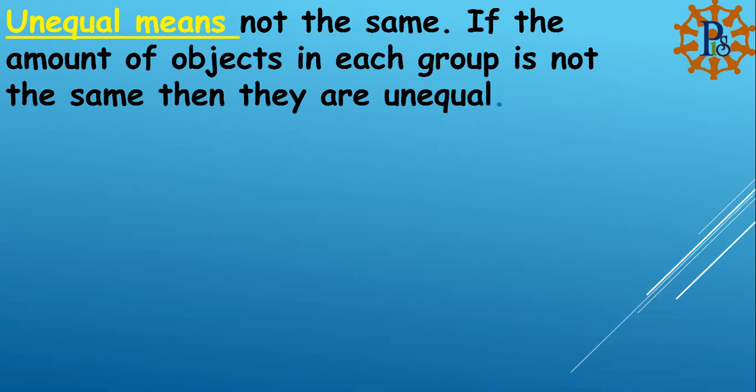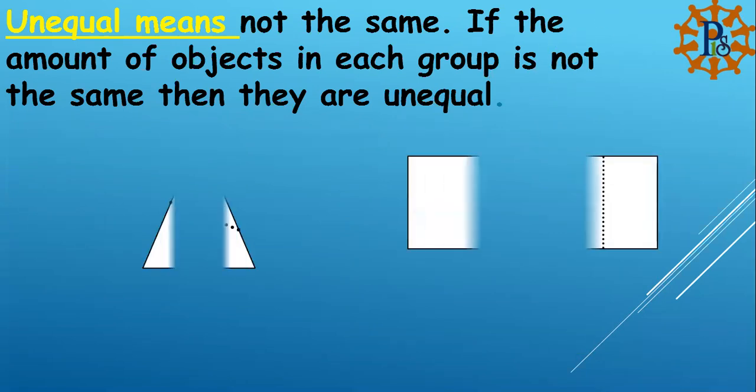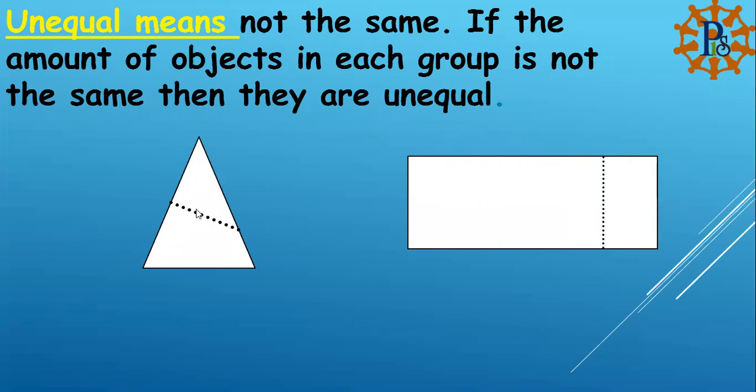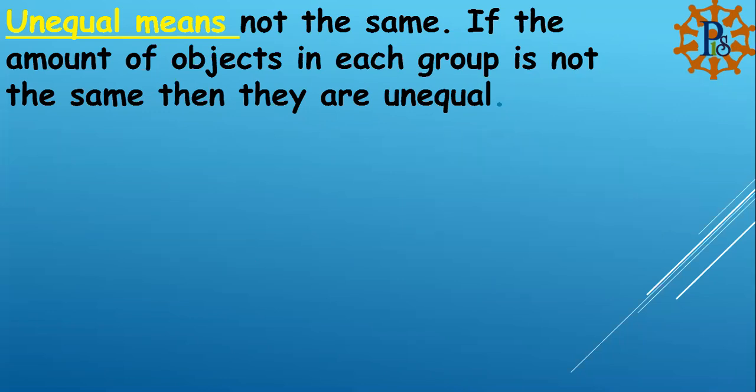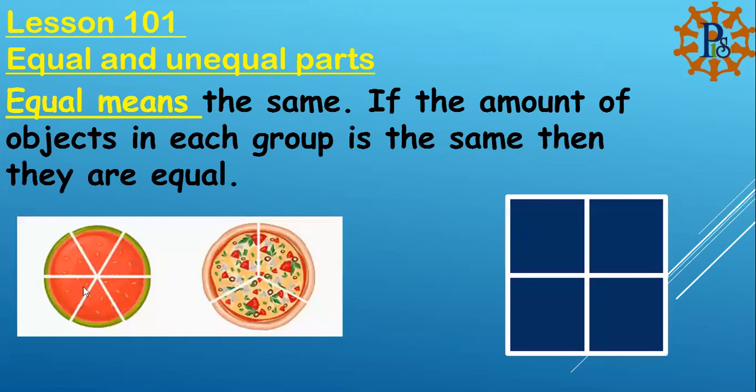Unequal means not the same, because equal means the same. If the amount of objects in each group is not the same, they do not have the same size, like these two examples. Here we have this triangle divided into two parts, but these two parts are not the same. One is smaller than the other. Also this rectangle is divided into two parts that are not equal.